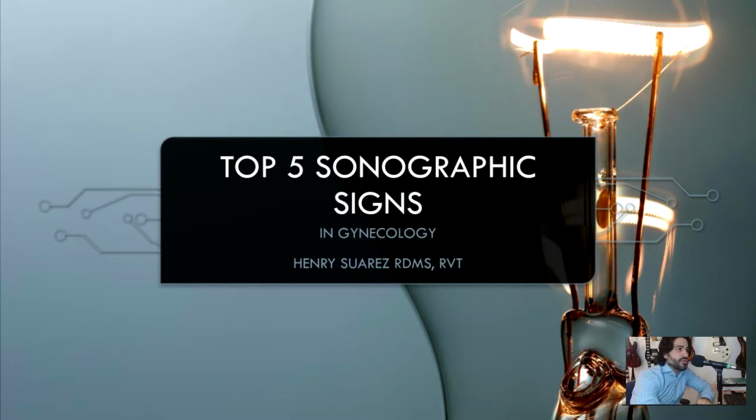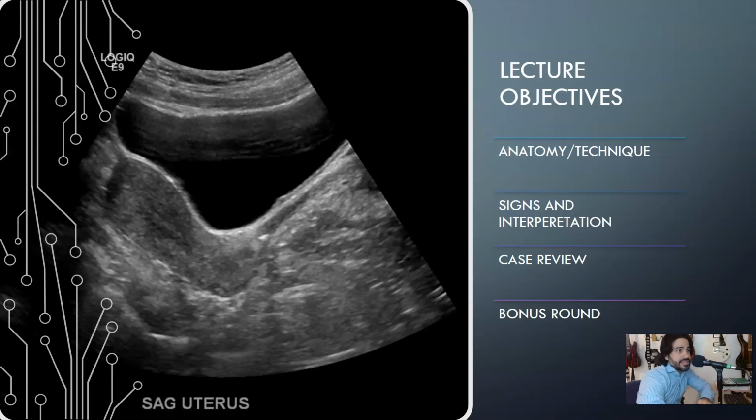So today we're going to go over the top 5 sonographic signs in gynecology. The objectives of this lecture are anatomy and technique. So we're going to go over pretty much basic anatomy. We're going to go over those signs and their interpretations with case review. And then at the end, we're going to have a bonus round of perhaps new signs that we can add to the list of signs we already have in gynecology.